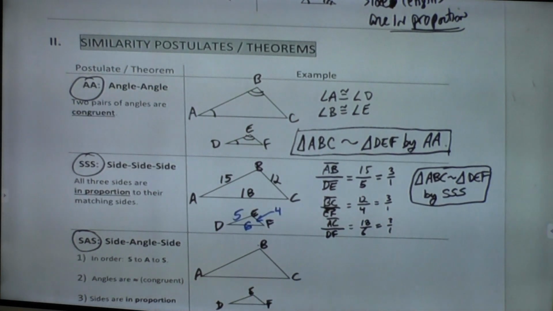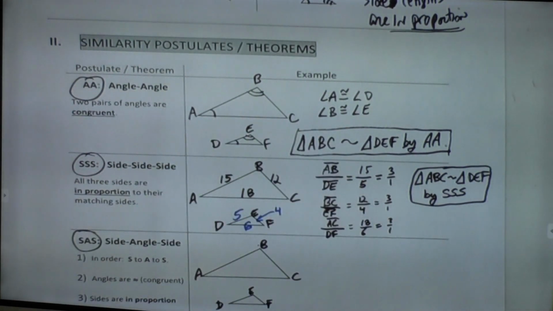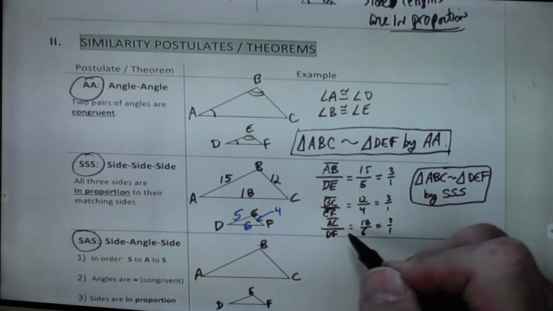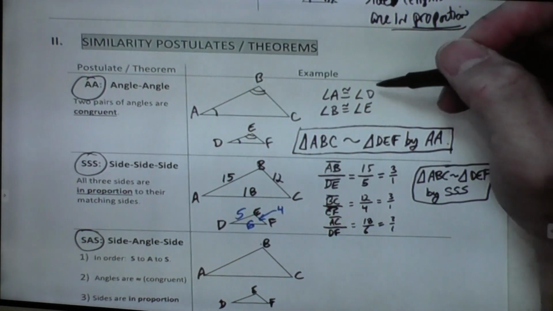So on the test, when I give you something like this, I don't know which one. Of course, you'll have one. I'm not spending the time here for no good reason. But make sure that if you say it's SSS, that you show the proportions. Make sure if you say AA, that you show, based on the information, that the 2 angles are congruent.